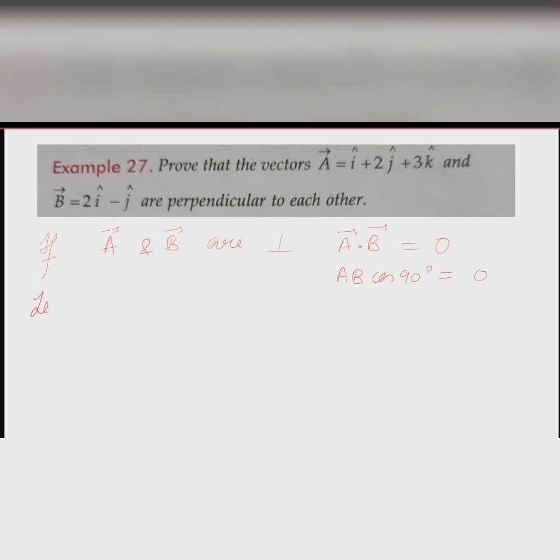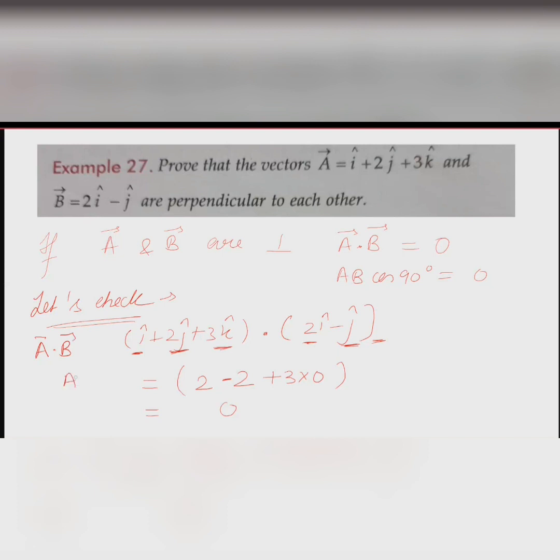So let's check. i hat plus 2j hat plus 3k hat dot 2i hat minus j hat. Now please, the i hat component gets multiplied with the i hat component, that becomes 2. The j hat component gets multiplied with the j hat component, which is minus 2. For k hat, there is no k hat component here, so we can write 3 into 0. So this is nothing but 0.